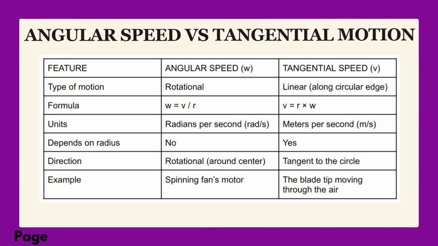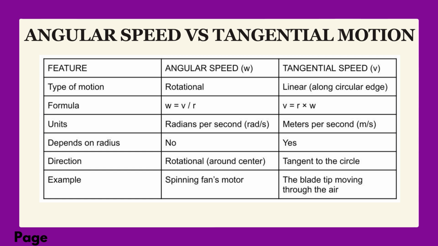We will see the differences between angular speed and tangential motion. Let's start with angular speed, also called angular velocity. It tells us how fast something spins or rotates around a center point. For tangential motion, this refers to the linear speed of a point on the edge of a rotating object.